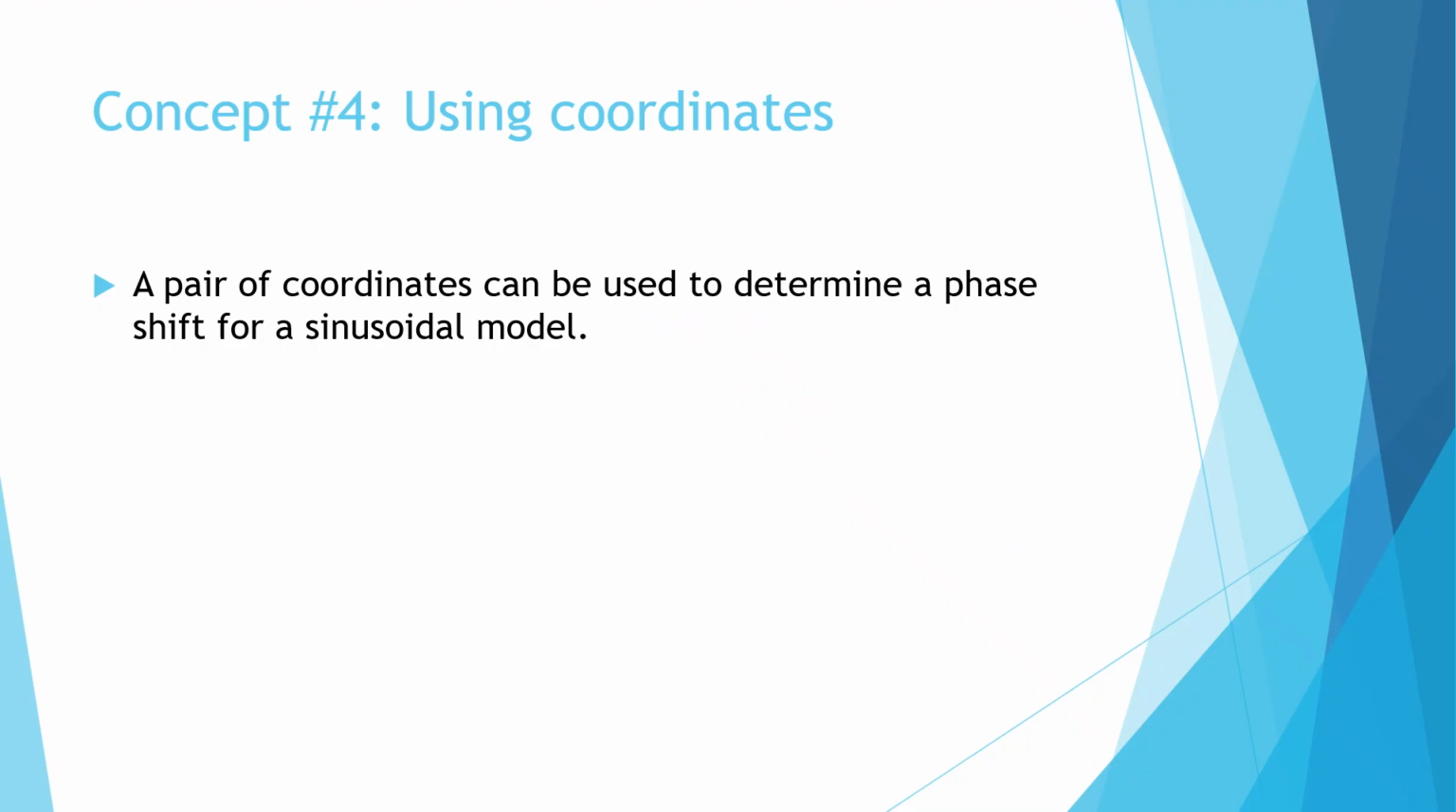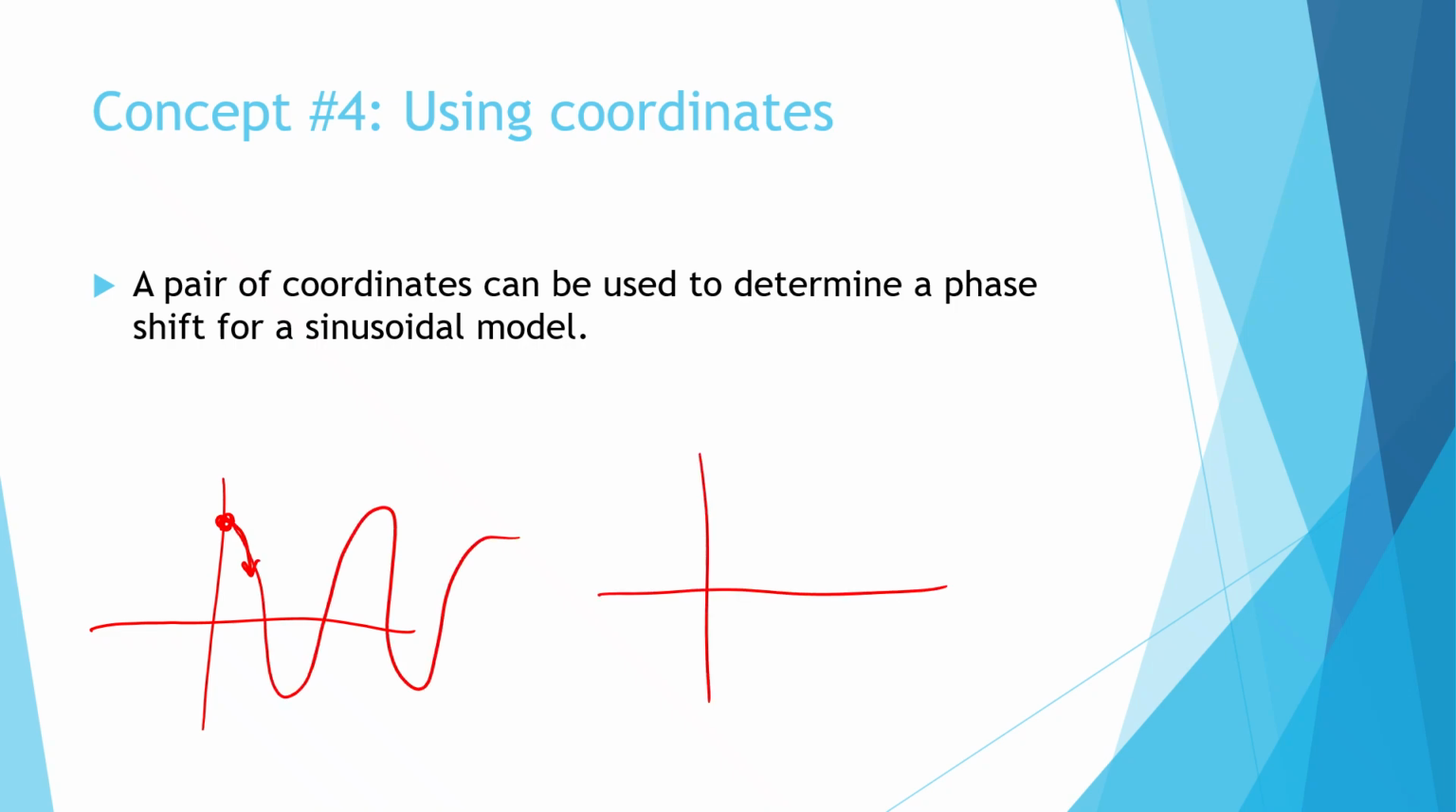All right, so concept number 4 is just using coordinates to determine your sine or cosine starting point for a sinusoidal model. Remember, the main thing here is just remembering cosine starts at a maximum and goes down, right? That's going to be a cosine graph. And a sine starting point starts at the minimum or midline and goes up. So that's going to be part of a sine starting point there, where it starts at the midline and goes up like that.